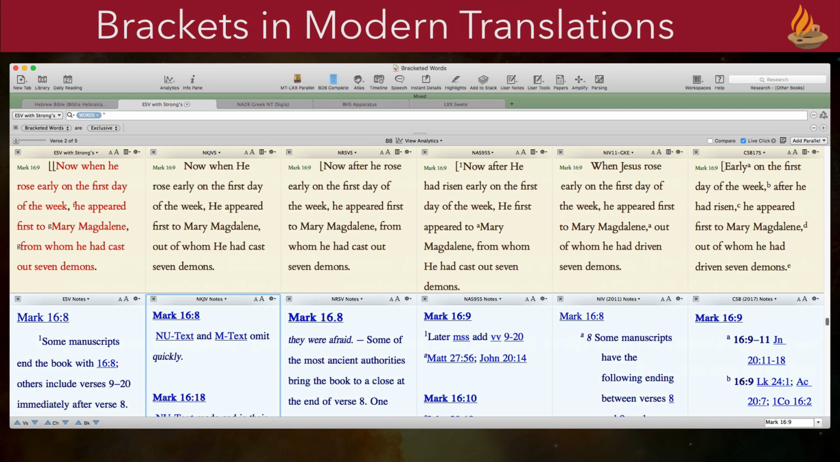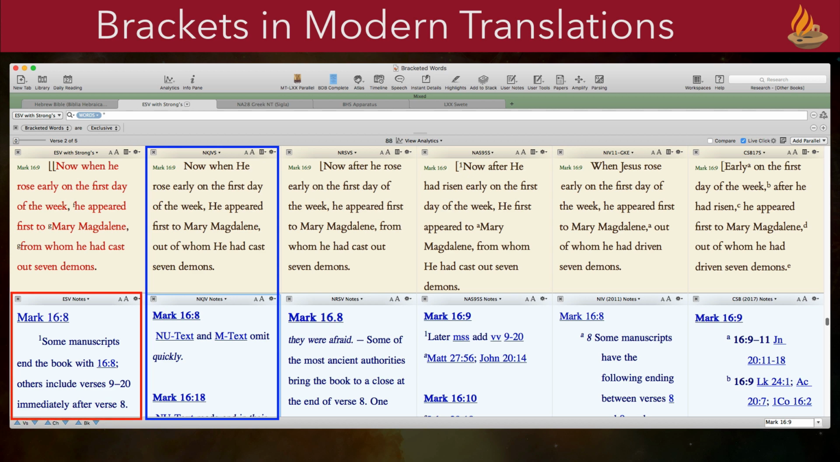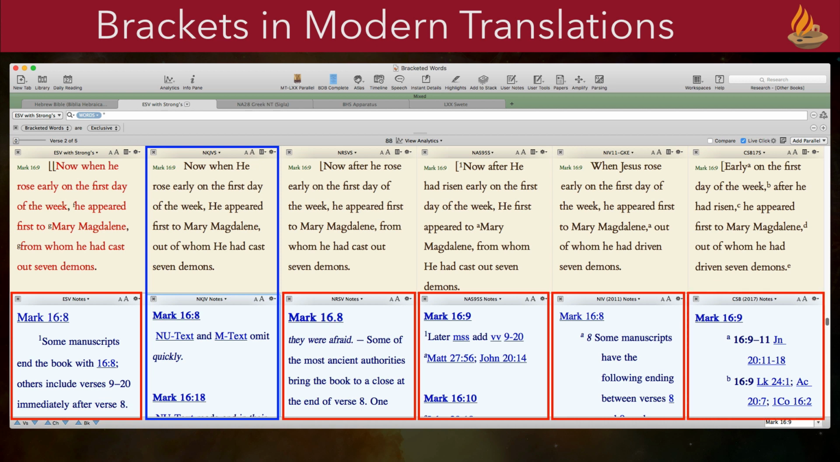They are all open to the longer ending of Mark, which scholars generally believe to be a very early addition to the Gospel. Among these texts, only the NKJV ignores the issue entirely. All of the rest alert their readers to the issue in their notes, and all but the NIV put the passage in brackets.